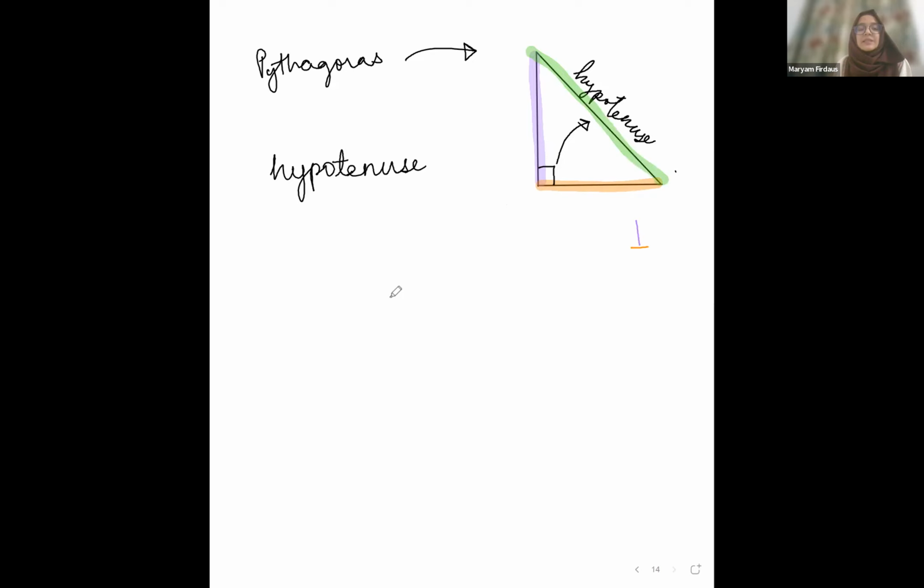That means that, let's say, from here to here, the length is A. From here to here, the length is B. And from here to here, the length is C. Then the Pythagoras theorem states that A square plus B square gives you C square.